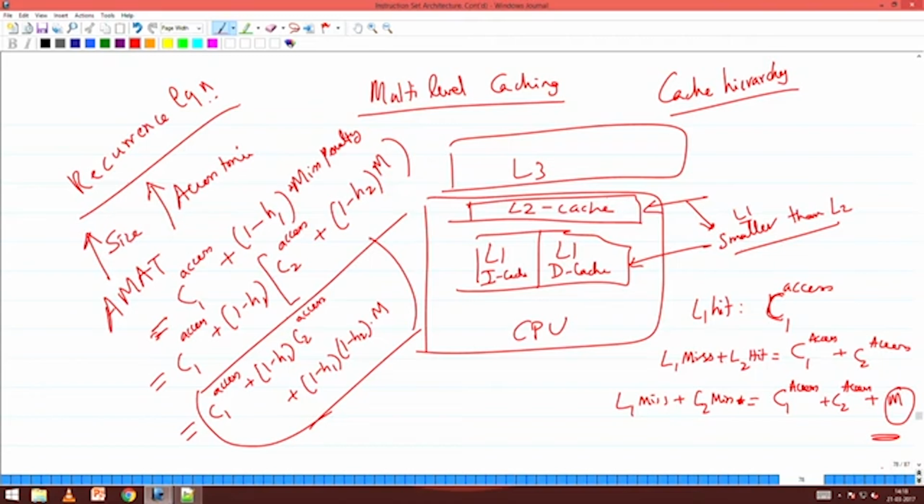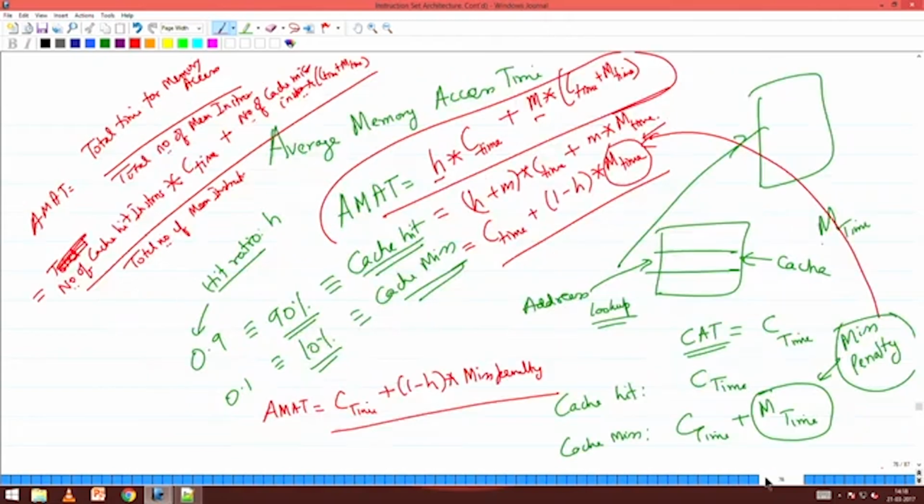So is H1 the hit ratio? H1 is the hit ratio for the L1 cache. Now do we have H1 into C1 access or is it just C1 access? Just C1 access. That's what we derived, no? Just look at this orange screen.